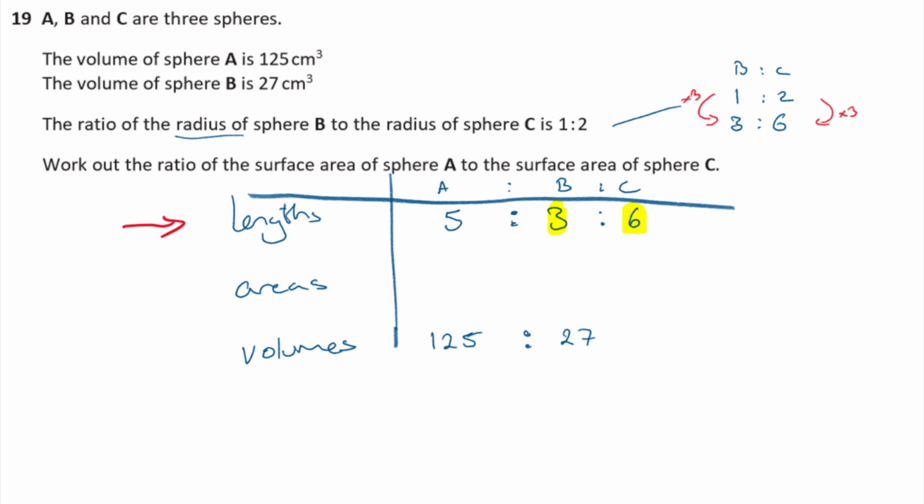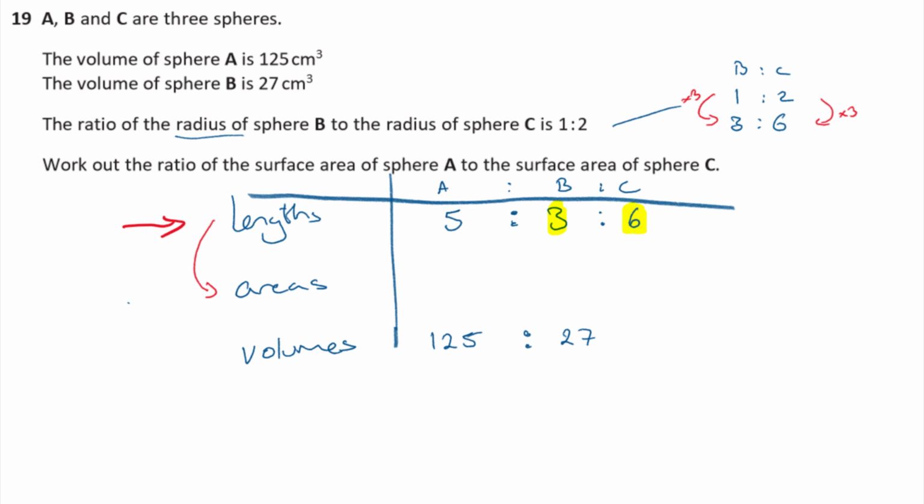Work out the ratio of the surface area of A to the surface area of C. Now, how do I move from ratios of lengths to ratios of areas? I need to square them. The ratio of areas of similar shapes is the square of the ratio of their lengths. So if I square all those numbers, I'm going to get the ratio of their areas, of which surface area is just one type of area. So it falls in this areas category again.